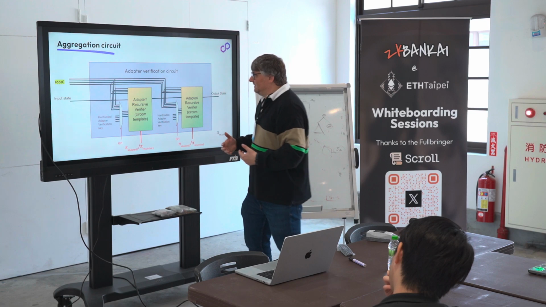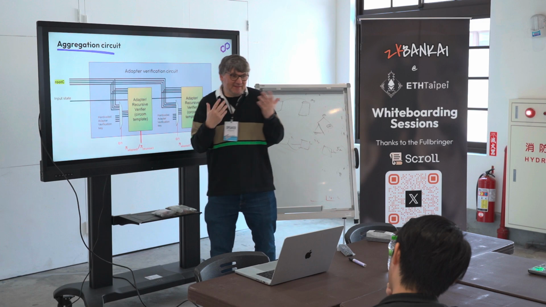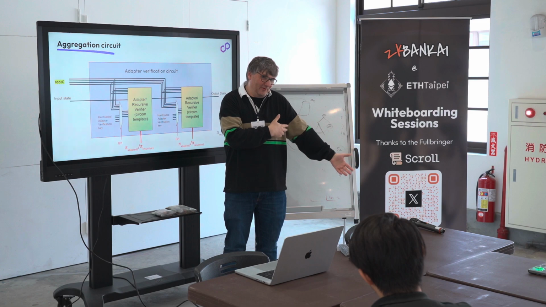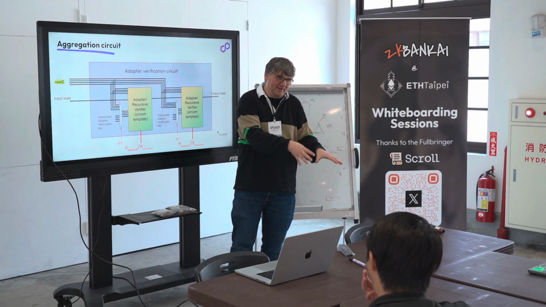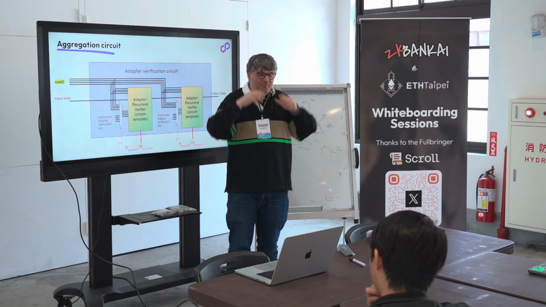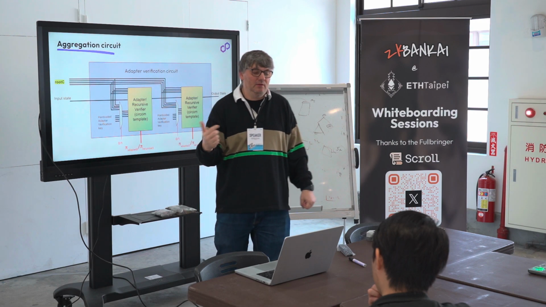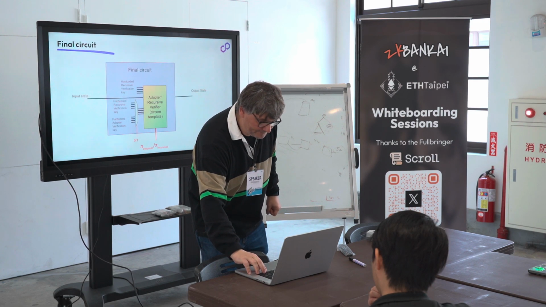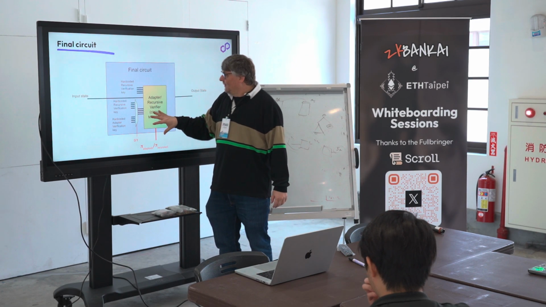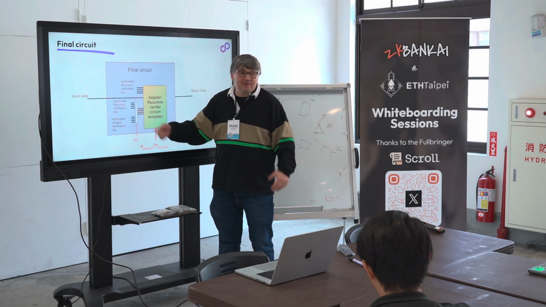So that means the circuit can verify either an aggregated proof or a basic proof, and two aggregated proofs can be aggregated, as long as root C is the verification key of this circuit. At the end, I can have another circuit, which takes exactly the same key, but this is the final circuit.